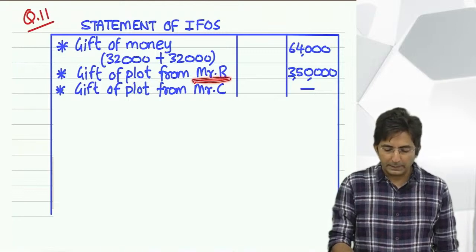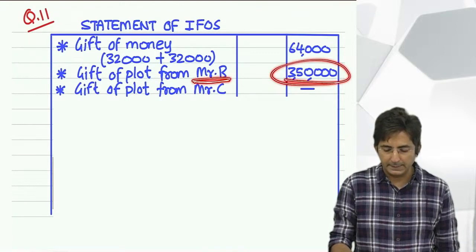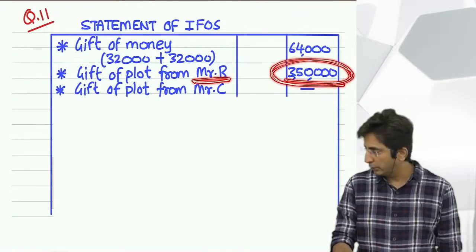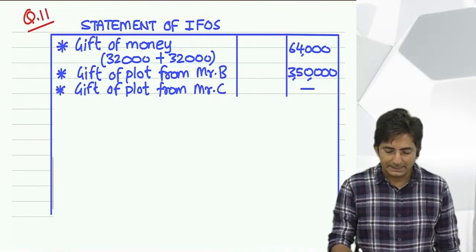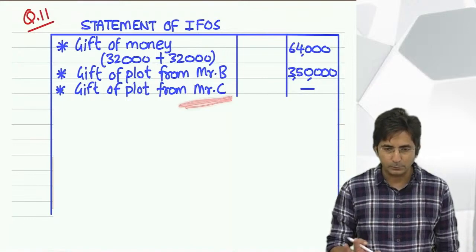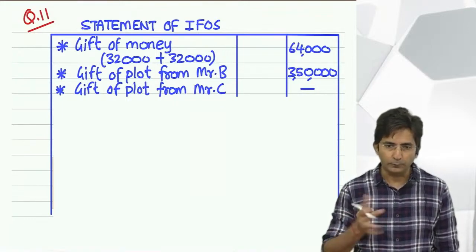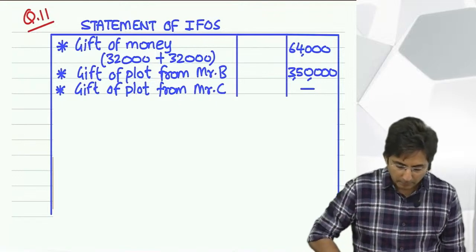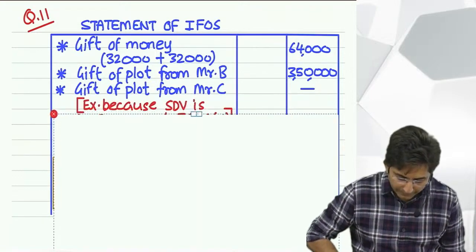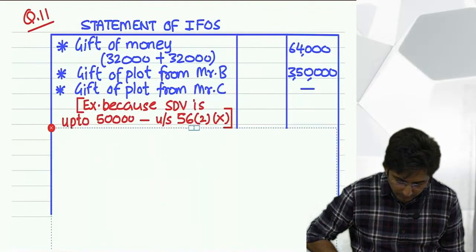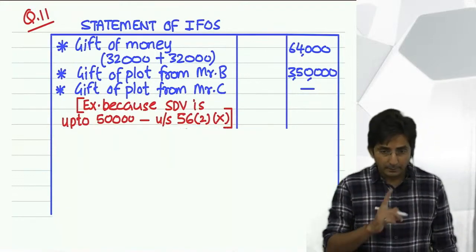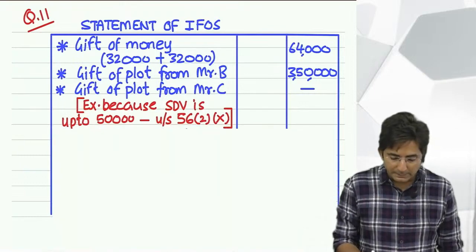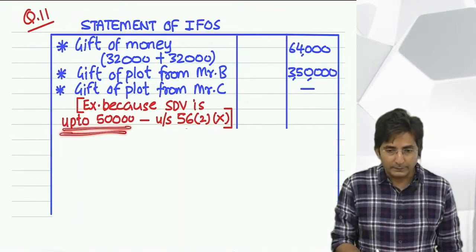See, for B's plot I have written the amount because it is exceeding 50,000, so it will be fully taxable, okay? But C has given us a small plot. The value is exactly 50, and up to 50 it is exempt, that's why dash. But when you put dash in bracket, you have to write the reason. See what I have written here. Read: exempt because SDV is up to 50,000.